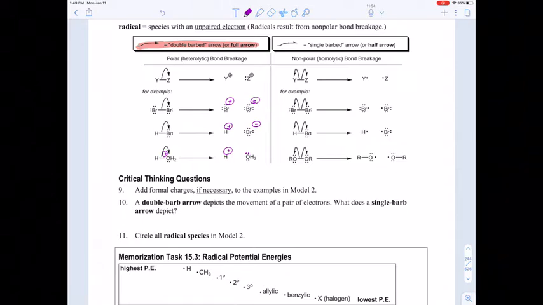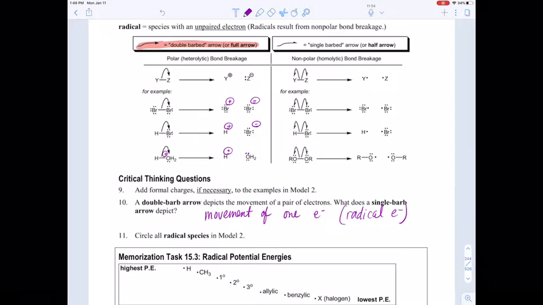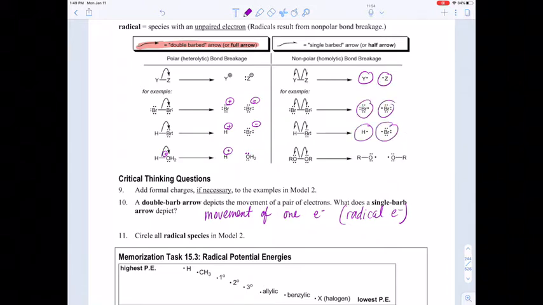So the single barb arrow is going to be movement of one electron, also known as a radical electron. Okay, circle all radical species in Model 2. I'll start. Here's one. Okay, hit pause and find the rest of them. Okay, all of these are radical species because we have unpaired electrons. There, and there. That lone unpaired electron is what makes a radical.